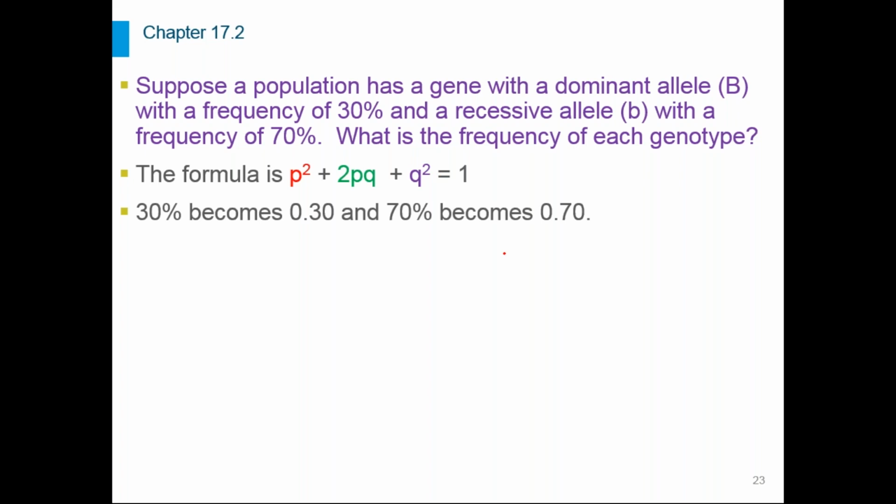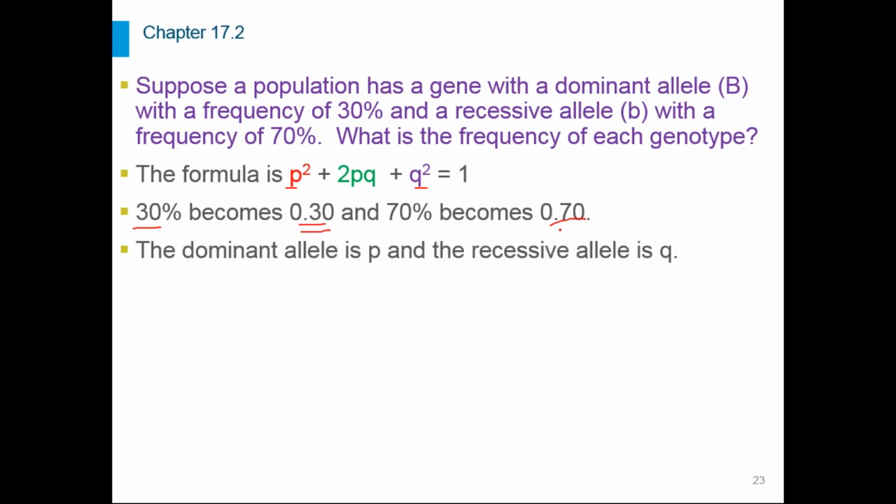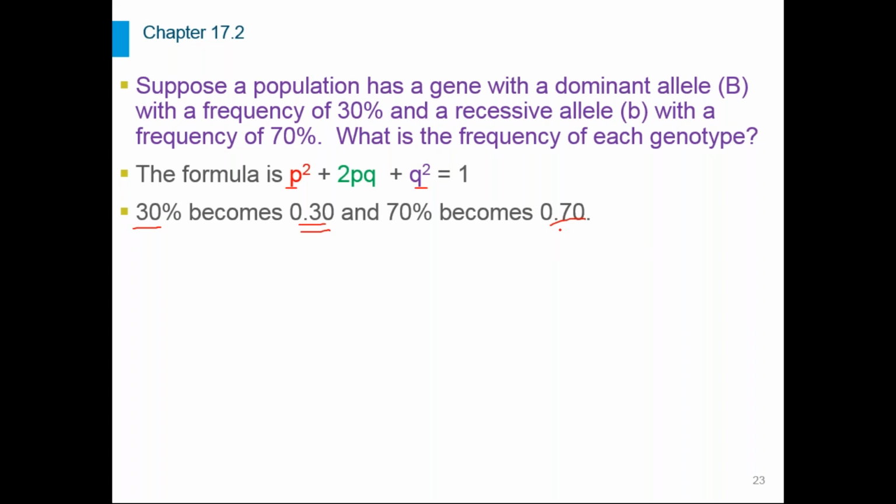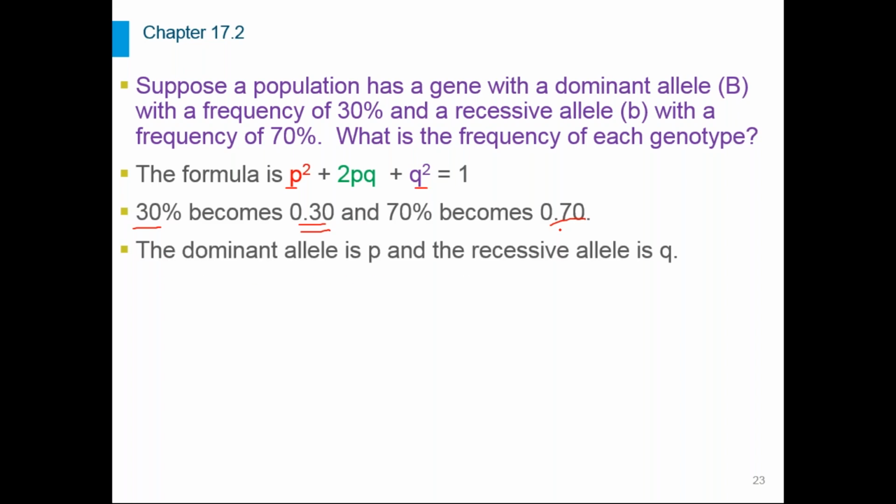So we need to change our percentages into decimals. So 30% becomes 0.30, 70% becomes 0.70. And then those are the numbers that we put in the formula. Every time we see a p, we're going to replace it with 0.30. Every time we see a q, we're going to replace it with 0.70. So the dominant allele is p and the recessive allele is q. That's what it said. Oops, I'm sorry. And so we just replace them.